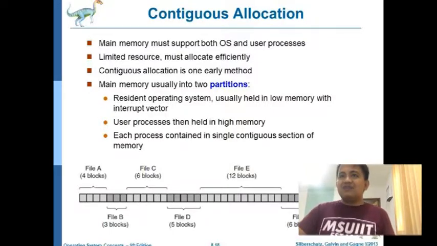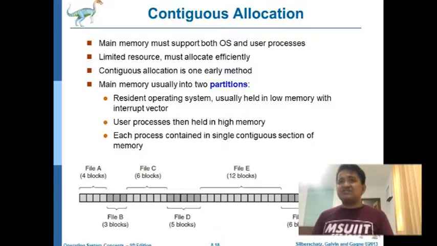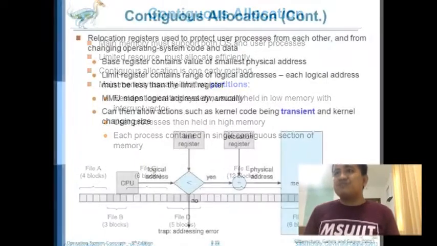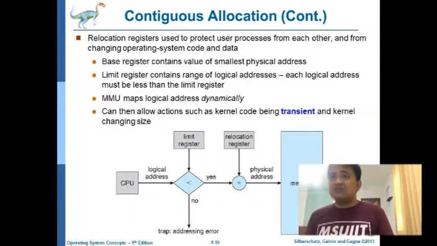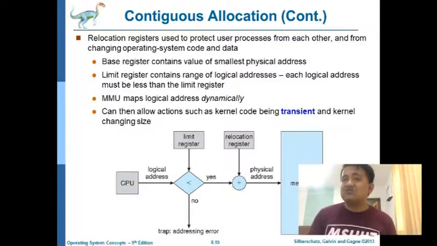Now, what is non-contiguous? In contiguous memory allocation, registers are used to protect user processes from each other and from changing operating system code and data. The base register contains the value of the smallest physical address. We have discussed this already in the previous slides.